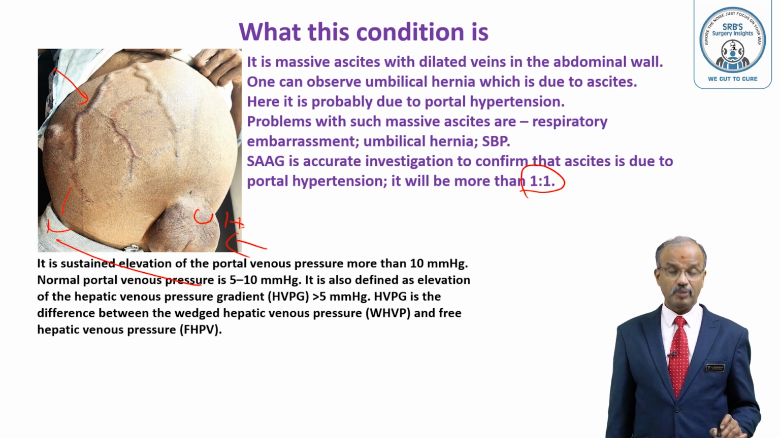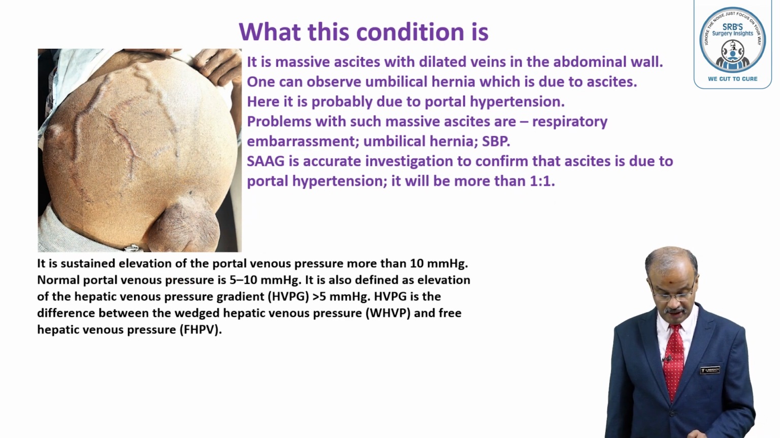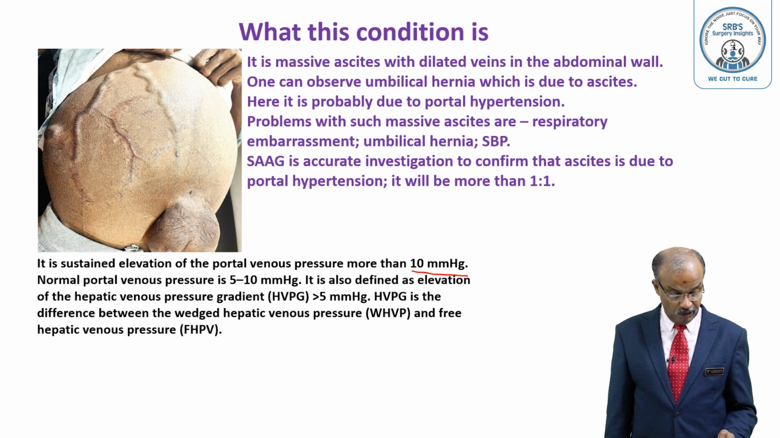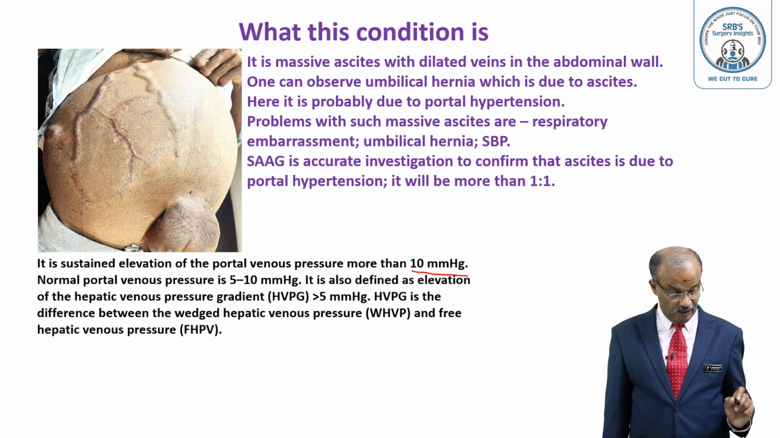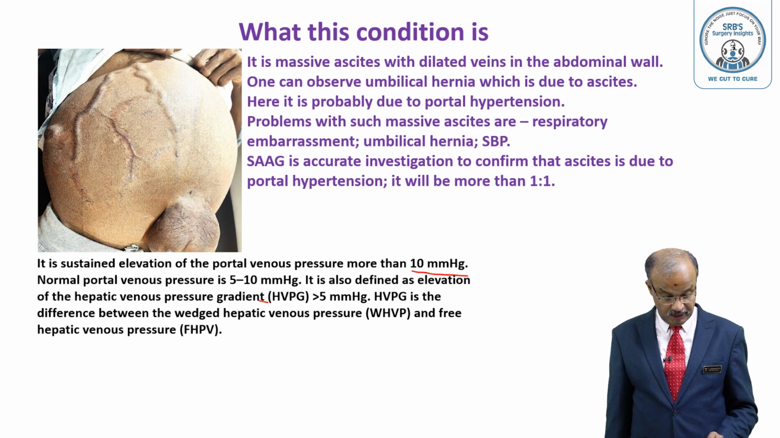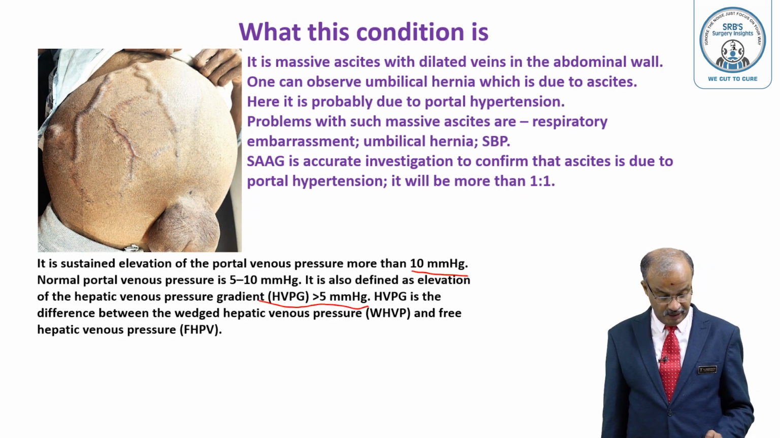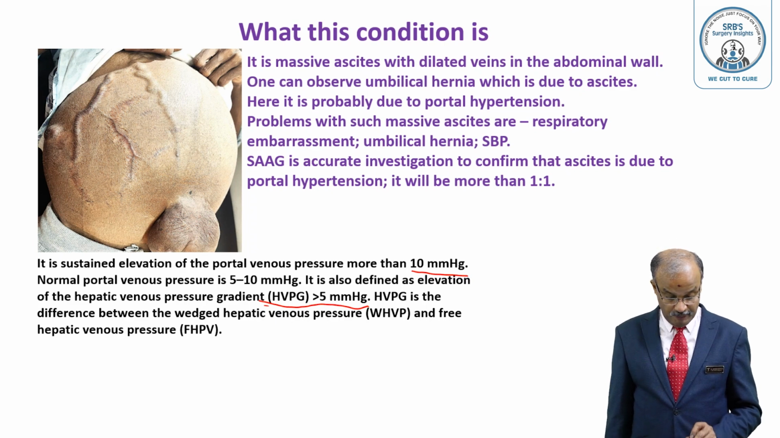So what is the portal hypertension? It is a sustained elevation of portal venous pressure more than 10 mm mercury. Again, MCQ question. Normal portal venous pressure is 5 to 10 mm mercury. Remember, it is defined as elevation of the hepatic venous pressure gradient, HVPG, more than 5 mm. Again, MCQ question.